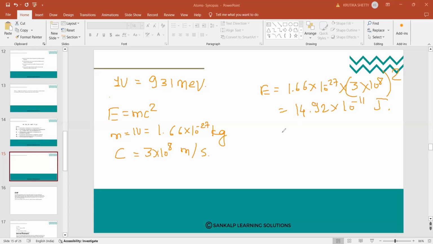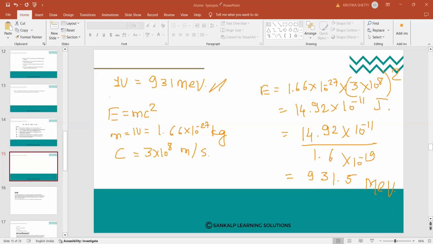This has come in joules, but now we need the answer in electron volt. So what do you do? Divide. That is 14.92 into 10 to the power of minus 11 upon 1.6 into 10 raised to minus 19. If we divide this, we get 931.5 mega electron volt. Roughly we also write it as 932.